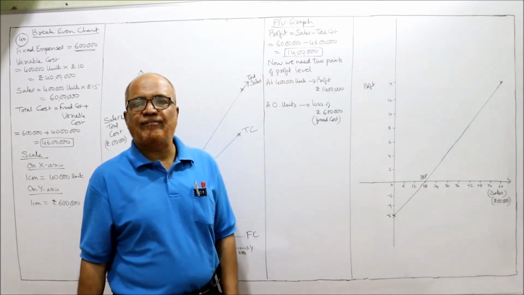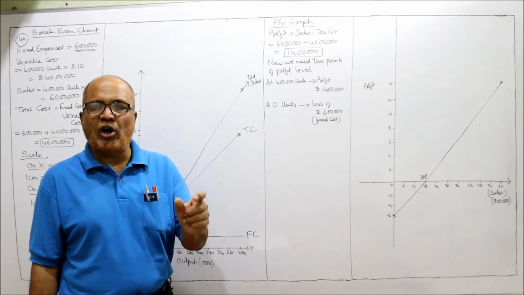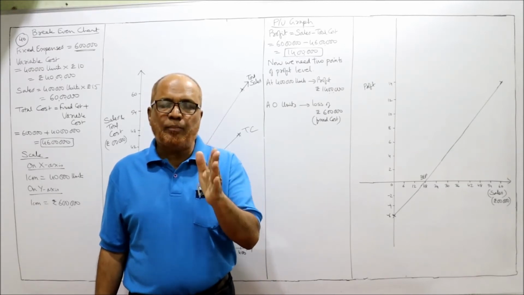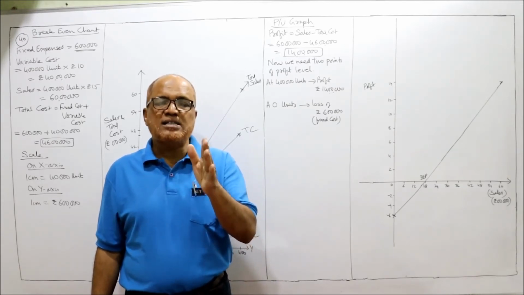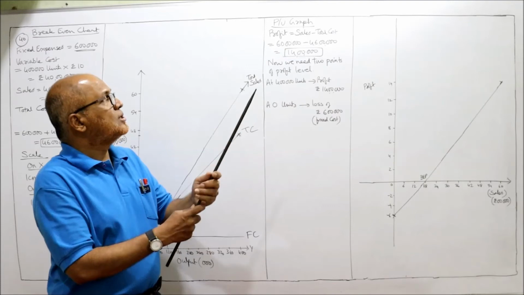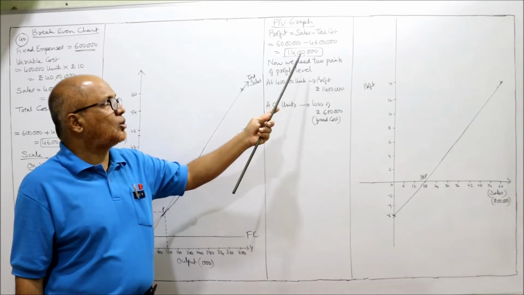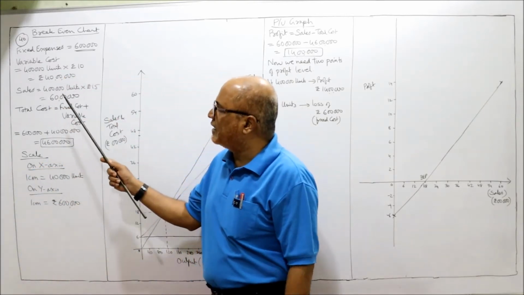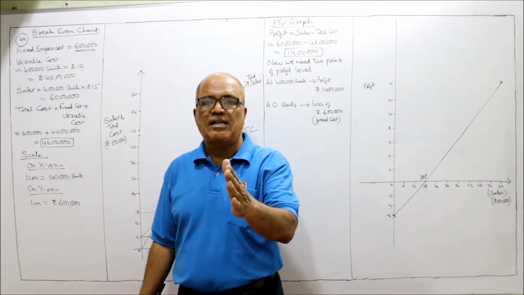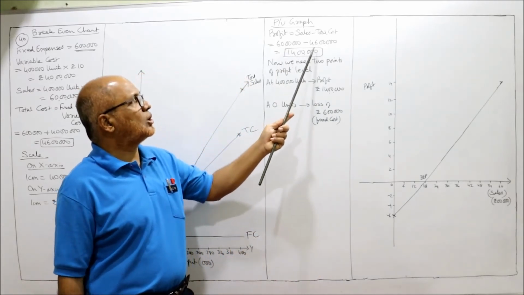Now, one more graph we are required to make in this problem. It is asking you to make the PV graph, profit volume graph. For drawing the profit volume graph, we need 2 points, sales and profit at two different points. Profit is nothing but sales minus total cost. The total sales are 60 lakh and the total cost is 46 lakh, as we have calculated. Sales minus total cost is the profit.